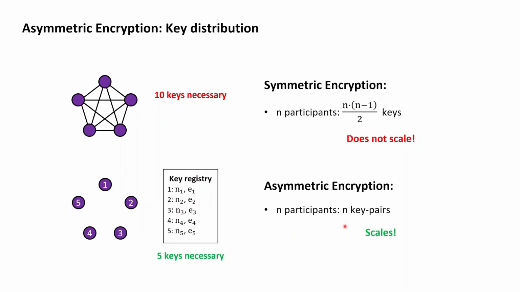Generalizing this, we see that the numbers of keys required for n participants is just n key pairs, which is a number of key pairs that scales perfectly well with the numbers of participants in the system. This allows us to conclude that at least in terms of the numbers of keys required, asymmetric encryption schemes are more efficient than symmetric encryption schemes.